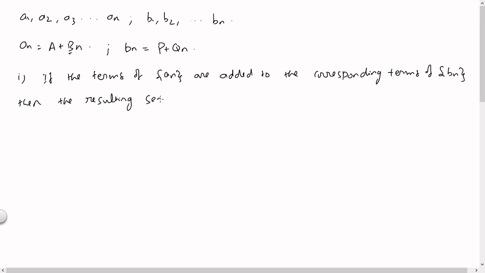Then the resulting sequence, what is the resulting sequence? Let us say it is Cn, then what is the nth term of Cn? That is the sum of nth terms of each of the arithmetic progressions, right? So that would be a plus bn plus p plus qn. So that will give us a plus p plus n into b plus q.